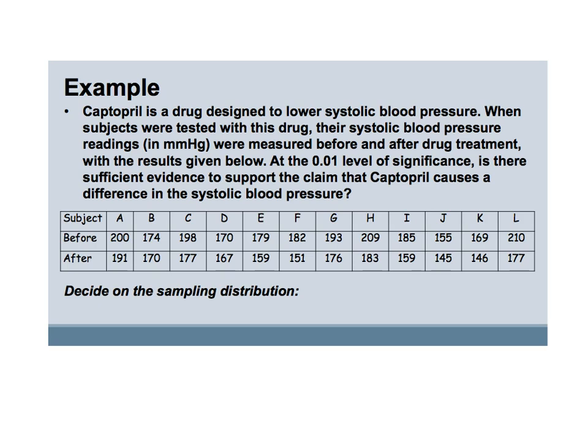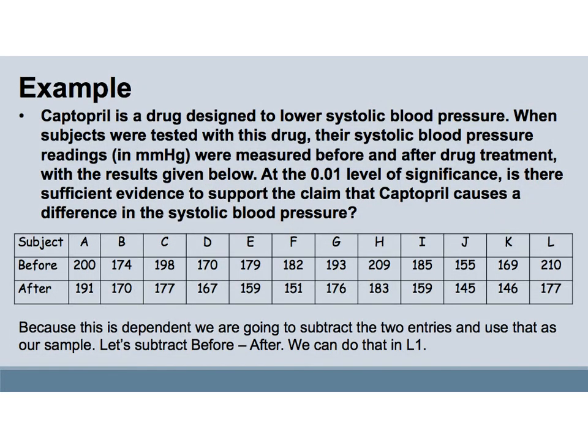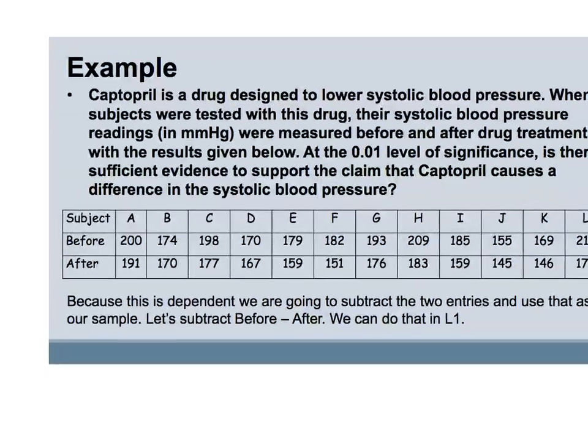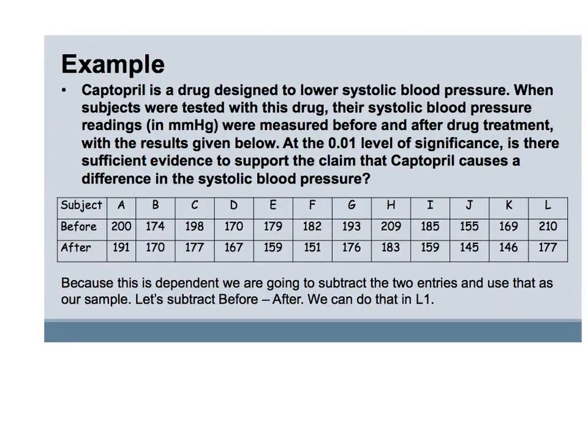Well, this one, it said before and after, and it said that each subject was measured that way. So these two measurements are for the same person. So that tells you that this is a dependent situation. Okay, and because it's dependent, we make one sample out of it by subtracting them. So we're going to go into L1 and subtract before minus after.